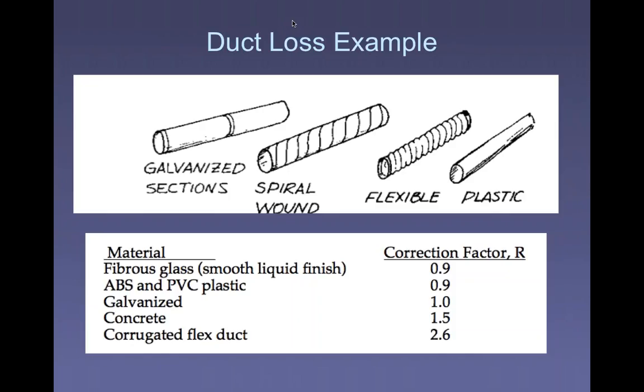So in other words, what that's saying is you should multiply your K factor by 1.5 because now it's going to introduce a bigger loss. Corrugated flex duct is terrible stuff.